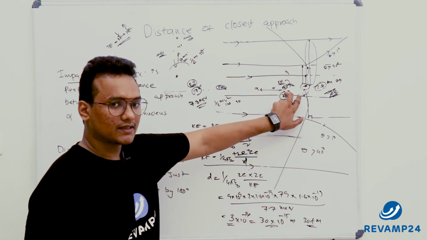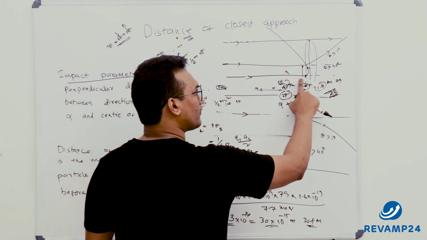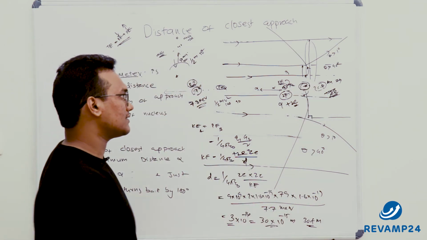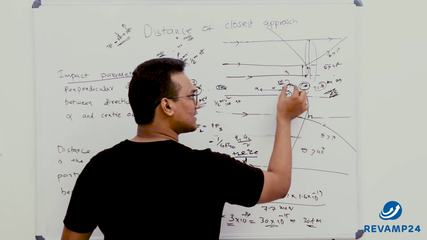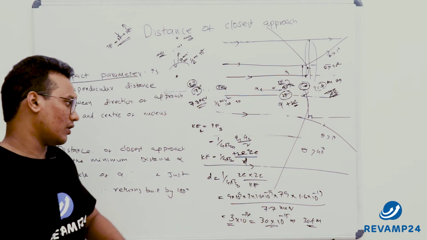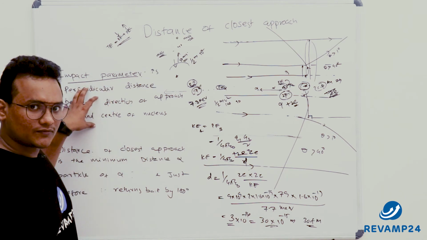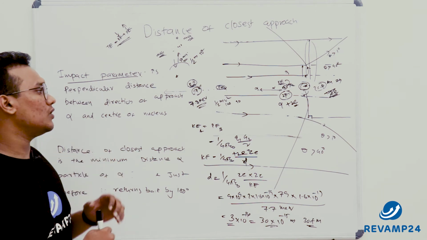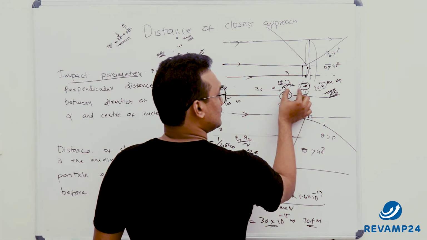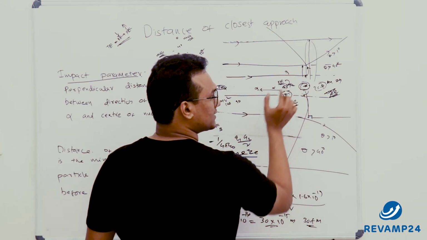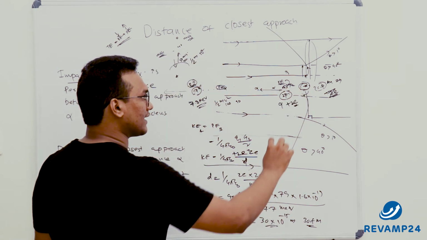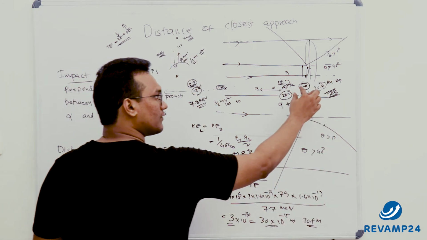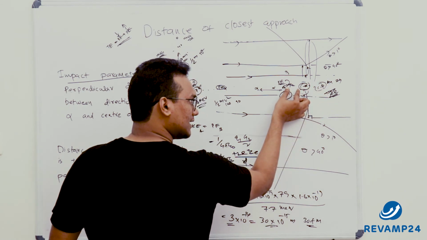Now this also gives the conclusion that the size of nucleus here in this case should be less than the distance of closest approach. From Rutherford's conclusions, this distance, that is distance of closest approach, should be greater than the size of the nucleus. Or I can say that size of the nucleus should be less than this distance.